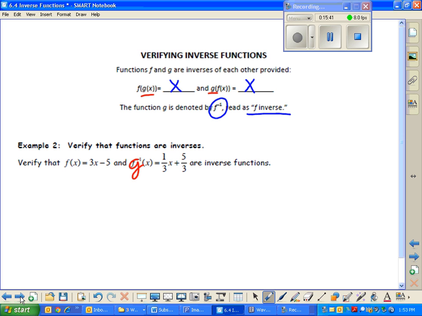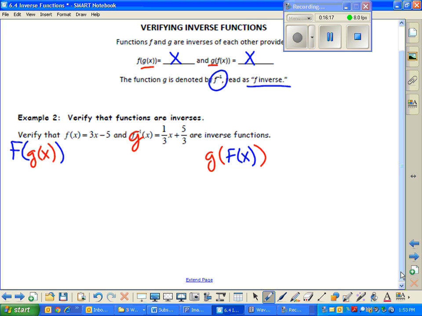And then I'm going to go ahead and find two things. This is probably something you would even be able to take care of on your own at this point. I'm going to do f of g of x, and then I'm going to do g of f of x. What's nice about these problems is that the answer is already determined for you. I have to get x both times, or else these two things aren't inverses of each other. So I always work from the inside out.